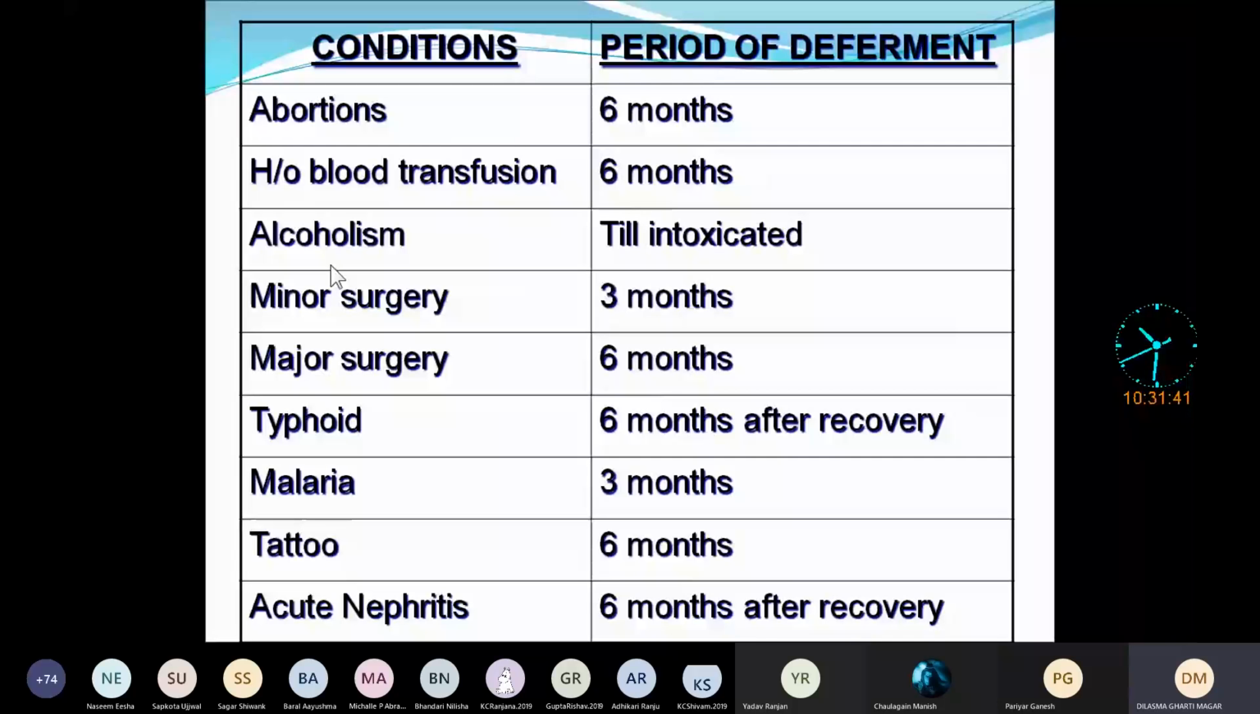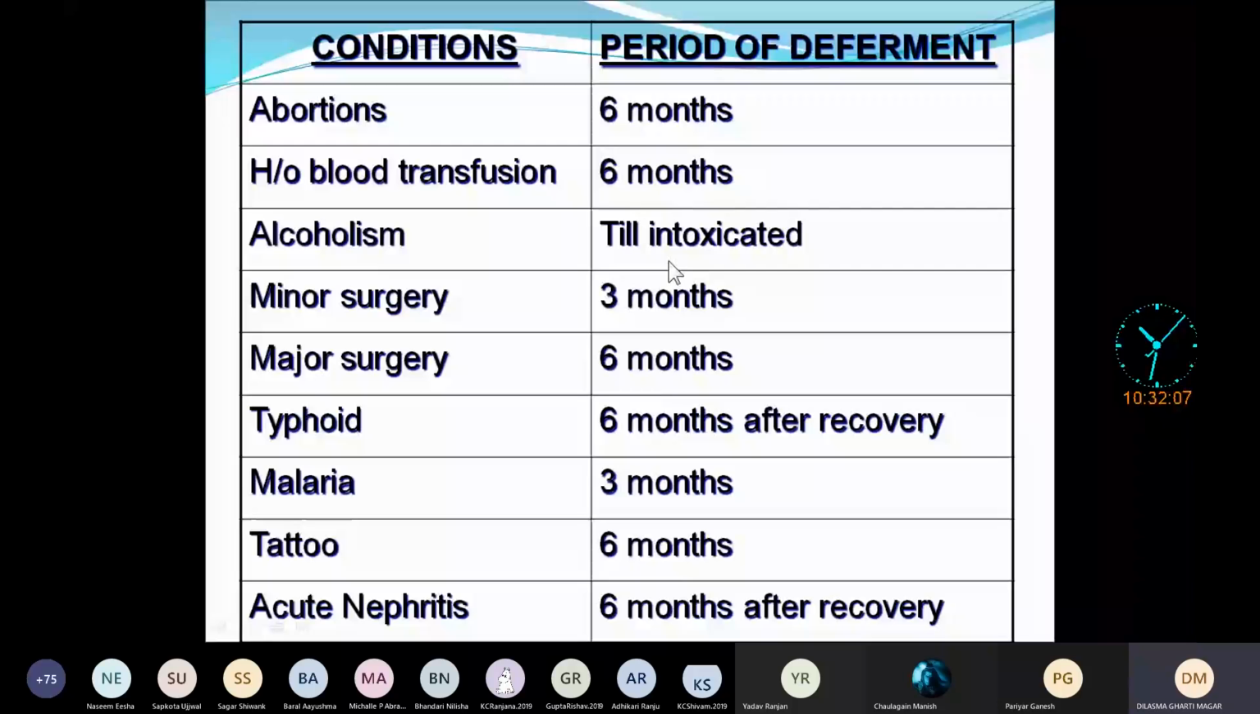Usually till intoxicated means till the effect of the alcohol is gone, that time we should not take the blood. So in case of alcoholism, we say 24 hours. Suppose if a person has taken alcohol in the evening, then till next day evening, we should not take the blood. Only after he doesn't take alcohol, then only that person can give the blood or we can take the blood.